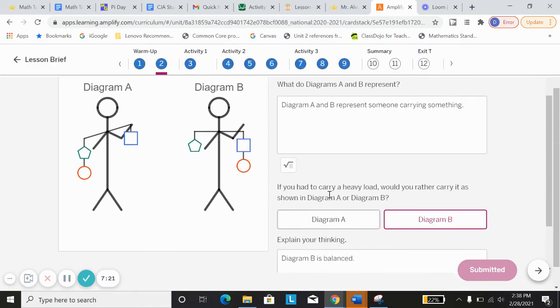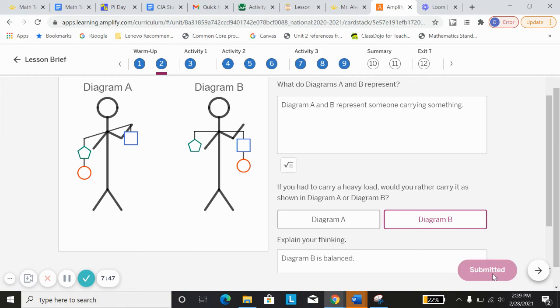And then if you had to carry a heavy load, would you rather carry it like this, or would you rather carry it like this? You might even think back to a long walk to water, right? Thinking about carrying all that a really long way, carrying those water buckets a really long way. Would you rather carry it like this with this side, or would you rather carry it like this? And either answer is correct. Just pick one and then tell me which one you prefer. Then you're going to click submit.